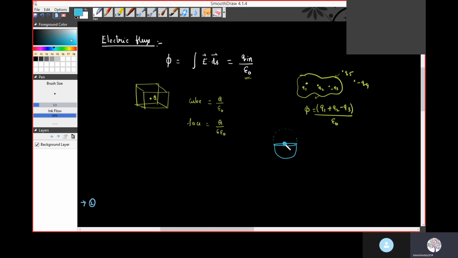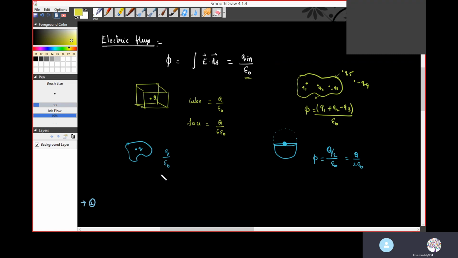Because now here the charge shared is q by 2, because only half of it is inside. So the charge inside is only q by 2. So the flux is q by 2 epsilon naught. Say if I give you a surface and say okay charge q is there, then the flux through that is q by epsilon naught.